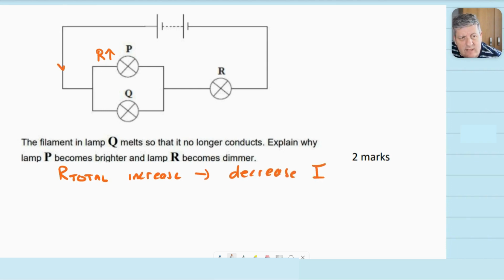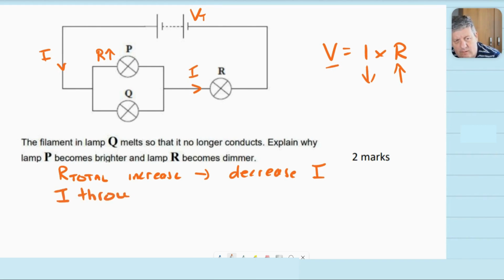We've got current going around the circuit, and we've got a fixed potential difference here, and we know that V equals I times R. So if we're increasing the total resistance in the circuit and V total is fixed, then the current has to decrease. So the current that passes through lamp R is that total circuit current, and that is going to decrease, and that's going to make R dimmer.